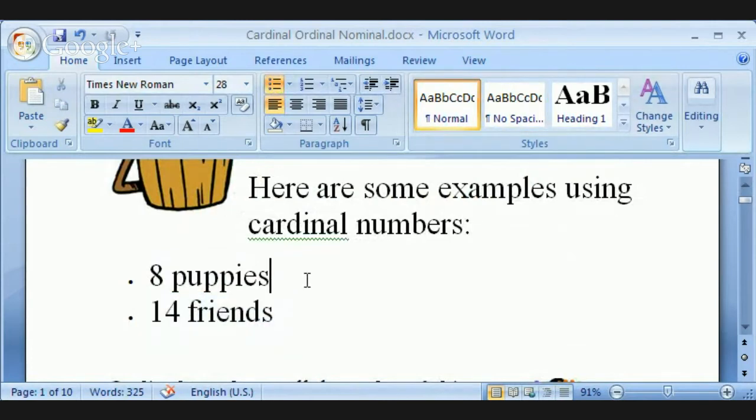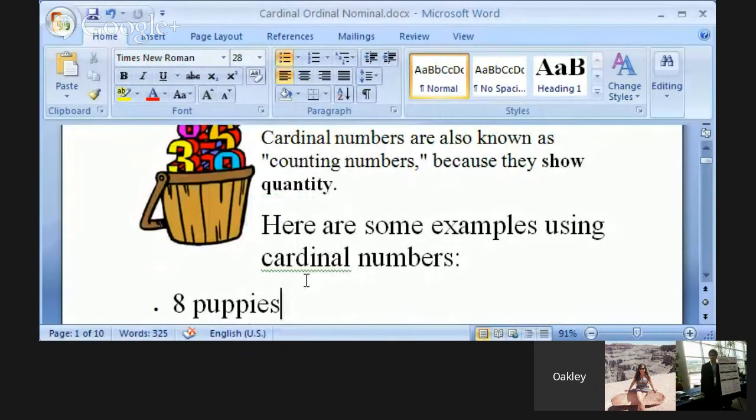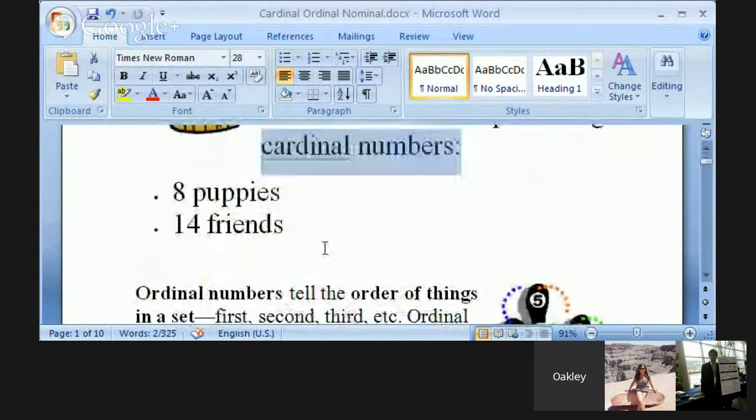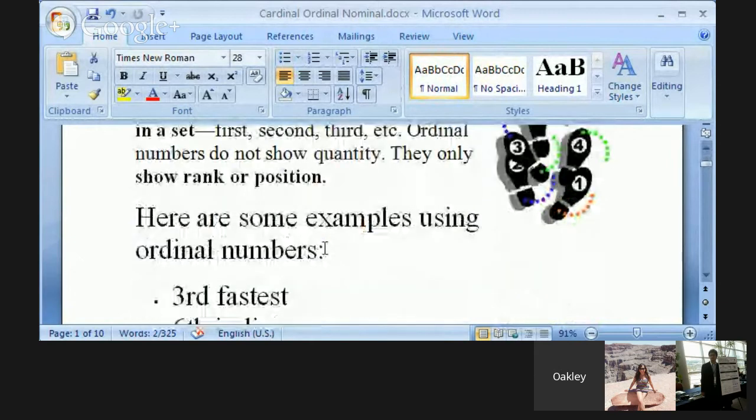How many friends do you have on Facebook, Carolina? I think there are around 160. 160 friends. Carolina's got a lot of friends on Facebook. That is a cardinal number. Excellent. So those are cardinal numbers.